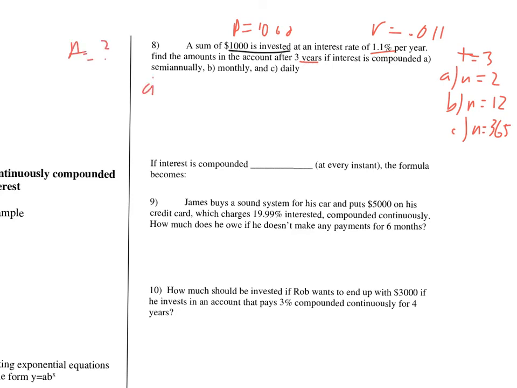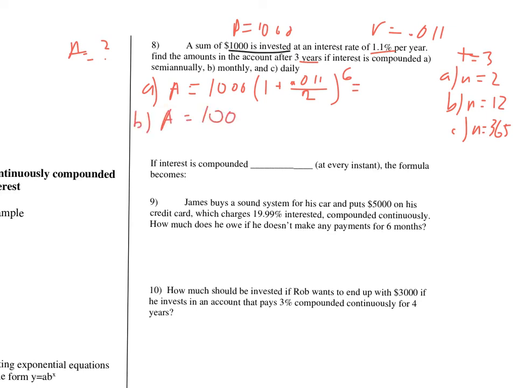So for part A, I would set it up as A equals 1,000 times 1 plus 0.011 over, what is that? This one would be 2, to the power of 2 times 3. And so I'm going to go ahead and just put 6 up here. That was the 2 times 3 since it's to the power of NT. And then I would type that in the calculator. I'm just going to set all of these up, and then I'm going to type them all in the calculator and see what I get.